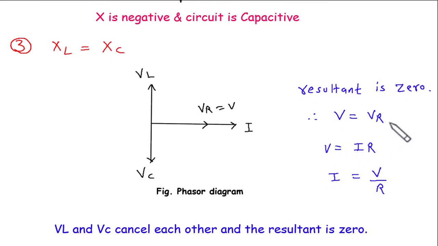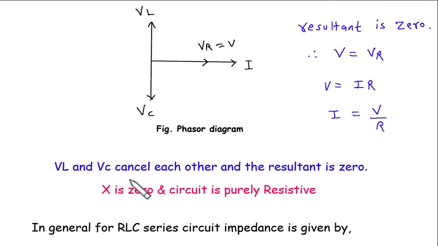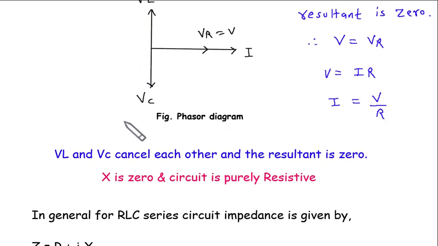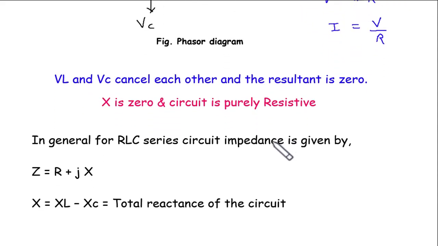Now V is equal to VR is I into R. So from this, I is equal to V by R. VL and VC cancel each other and the resultant is 0. Now here when XL is equal to XC, that time X is 0 and circuit is purely resistive.